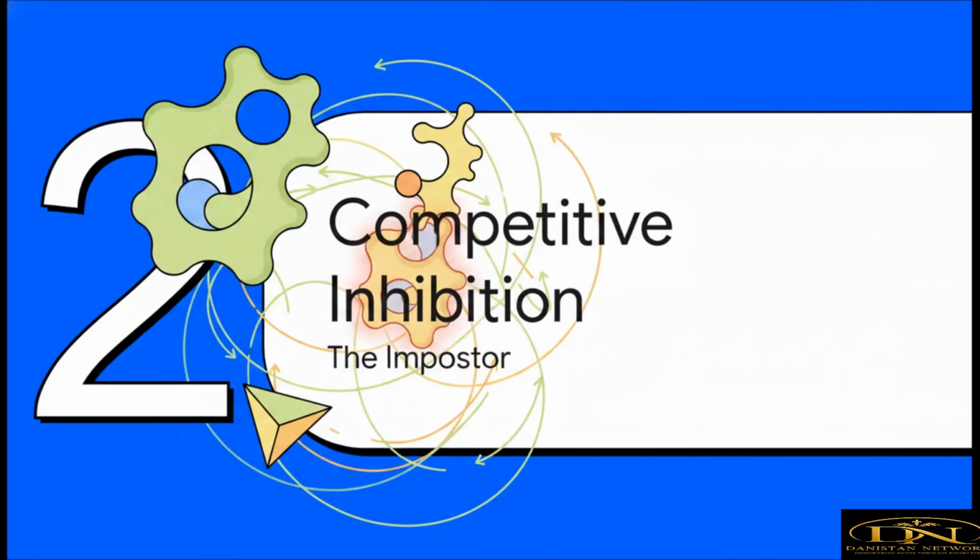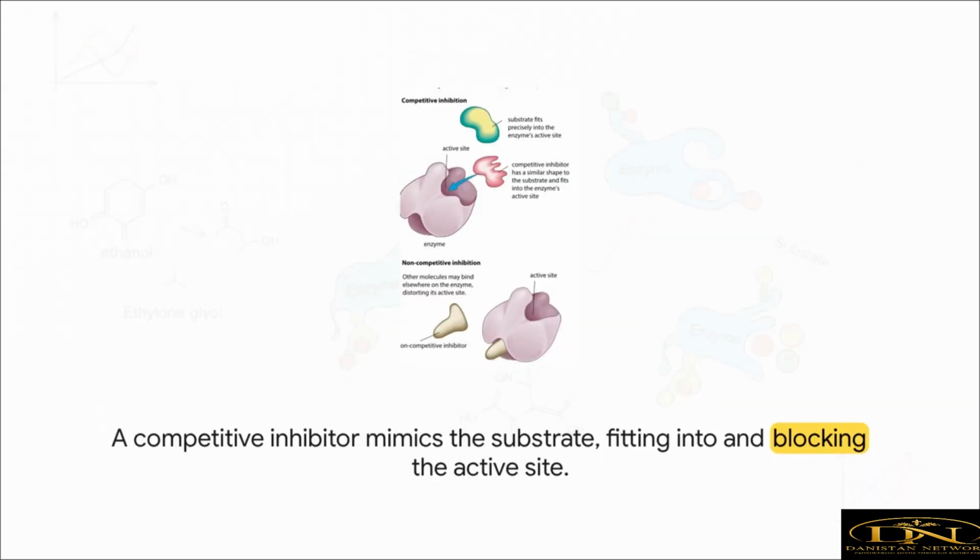All right, let's get into our first type of inhibitor. I like to call this one the imposter, and you'll see why. It's a classic case of mistaken identity, but at the molecular level. Just take a look here. The competitive inhibitor is basically a molecular mimic. See how its shape is so similar to the real deal, the actual substrate?